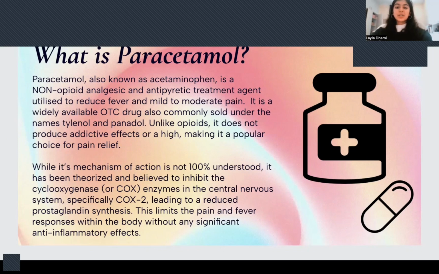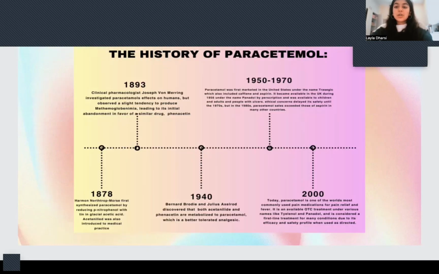While its mechanism of action is not 100% understood, it has been theorized by scientists to inhibit the COX enzymes in the central nervous system, specifically COX-2, leading to reduced prostaglandin synthesis, which is the process in which the body produces pain and inflammation signals. This mechanism overall limits the pain and fever responses within the body without any significant anti-inflammatory effects. So now onto its history.